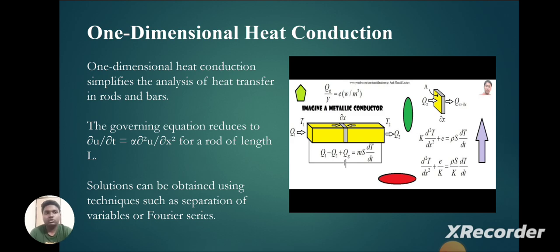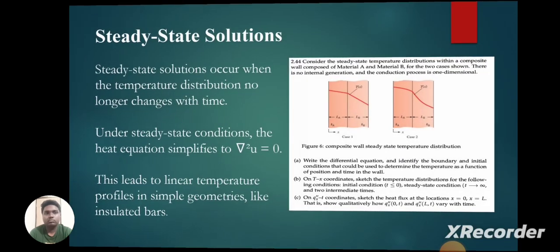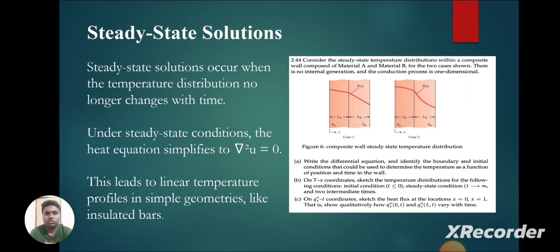Let's move on to another topic, which is the steady state solution. Steady state solutions occur when the temperature distribution no longer changes with time. Under steady state conditions, the heat equation simplifies to ∇²u = 0. This leads to a linear temperature profile in simple geometries like insulated bars. And this is all about the steady state solution.